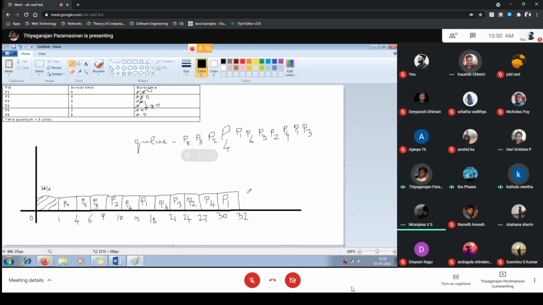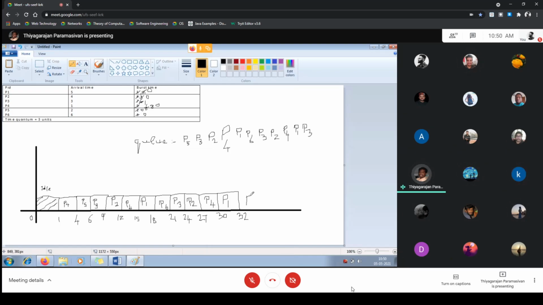P3. What is the execution time of P3? The remaining burst time is 1 unit. So we need not allocate 3 units; we can allocate only 1 unit. And if we allocate 1 unit, it will become 33.